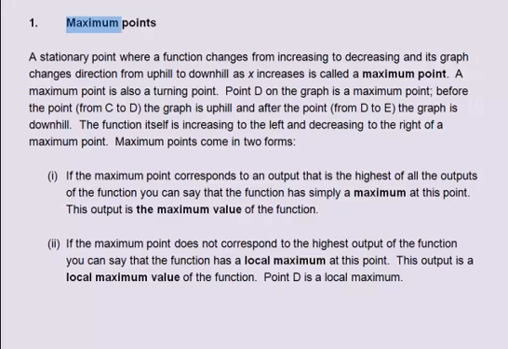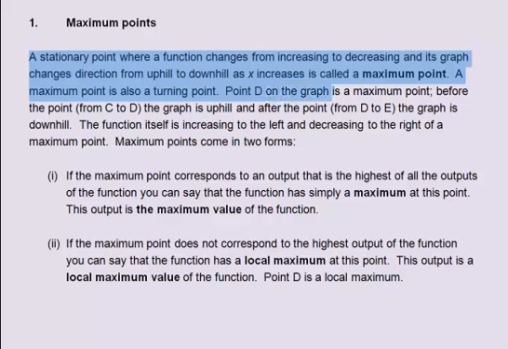One. Maximum points. A stationary point where a function changes from increasing to decreasing and its graph changes direction from uphill to downhill as x increases is called a maximum point. A maximum point is also a turning point. Point D on the graph is a maximum point. Before the point, from C to D, the graph is uphill, and after the point, from D to E, the graph is downhill.